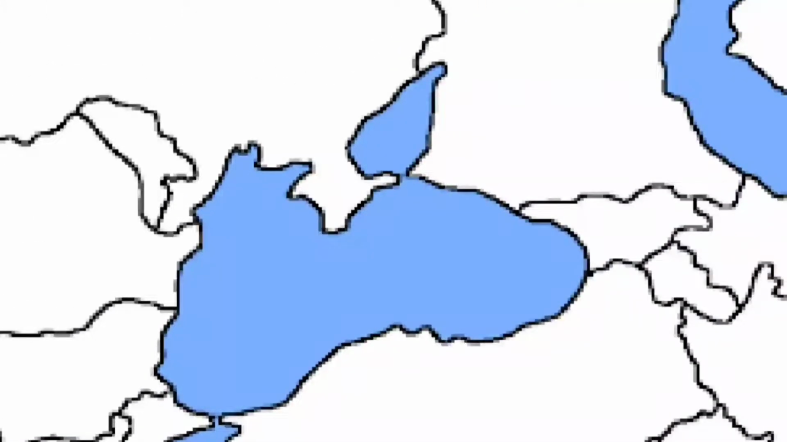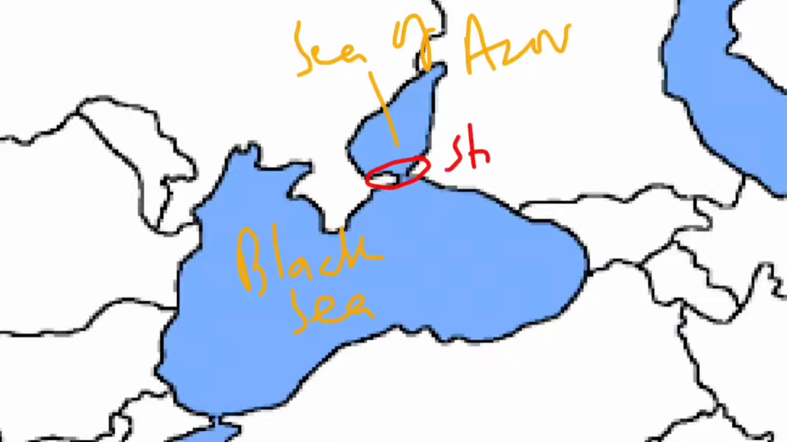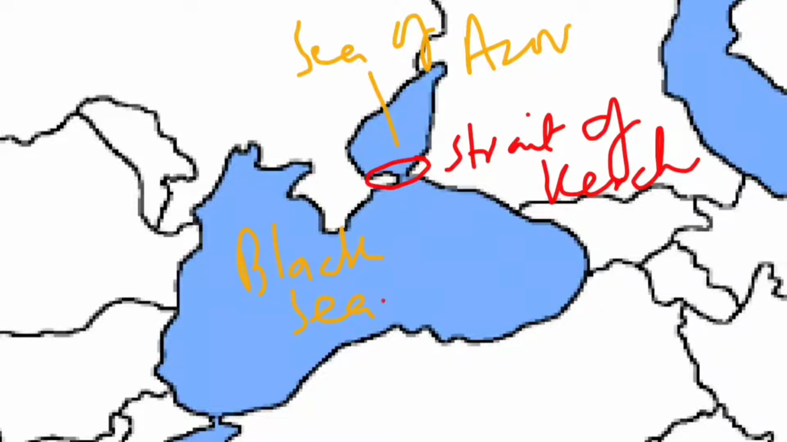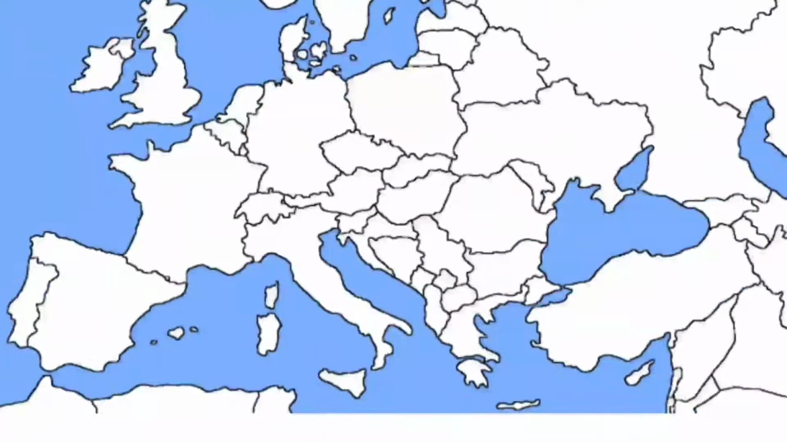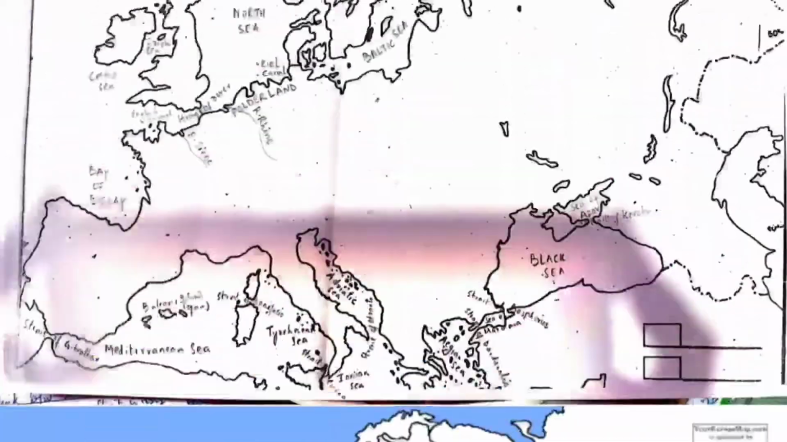Moving forward, somewhere to here, this is the Black Sea and this is the Sea of Azov, and these two are separated by a strait, known as the Strait of Kerch. It is joining the Black Sea to the Sea of Azov, and it is separating Crimea from Russia. I hope whatever we have studied till now is all clear to you.